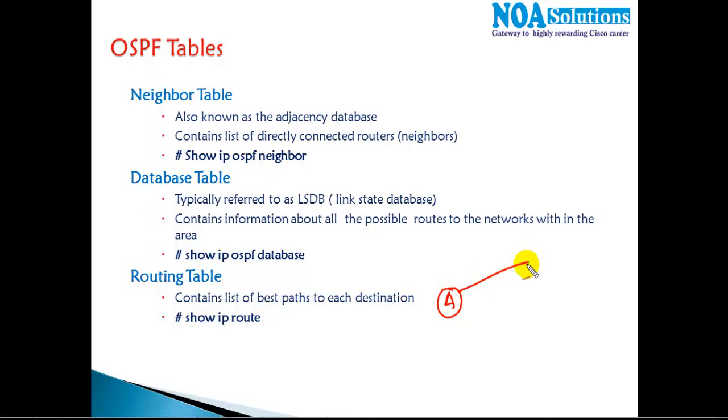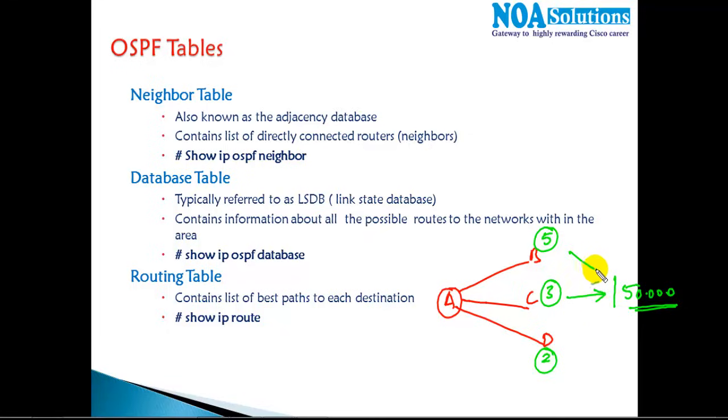Let's say I've got a router A connecting to 3 different routers, router B, router C and router D, and these specific routers have some information, like let's say this router knows 5 routes, this router knows 3 routes, and this router knows 2 routes to reach some destination. Let's say there is a destination called 50 dot network, and to reach that particular network, these routers have some information on how to reach it. Let's say router B knows 5 different routes to reach the 50 dot network, router C knows 3 different routes, and router D knows 2 different routes.